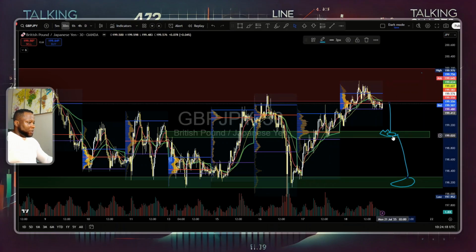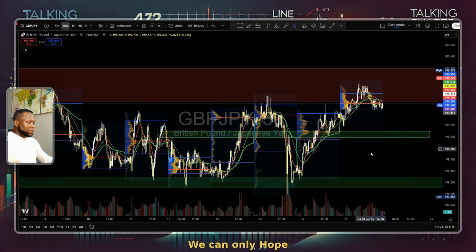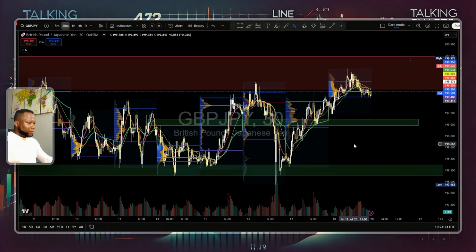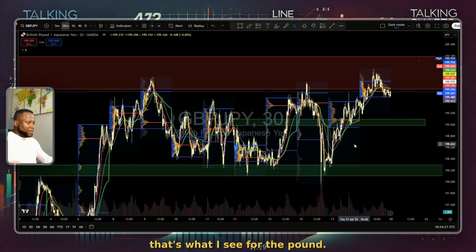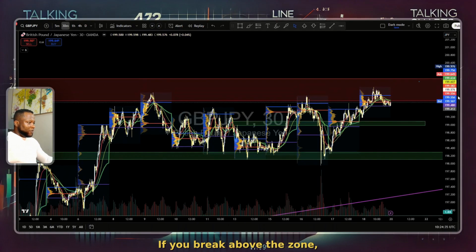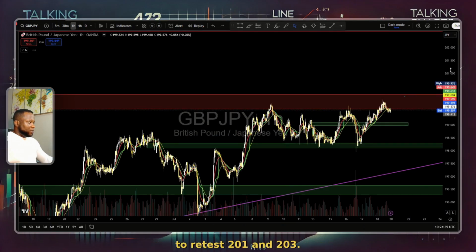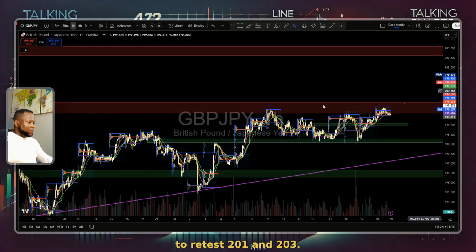All right. But no one knows what the market is going to do. We can only hope and make our plans. All right. That being said, that's what I see for the pound JPY. Picture perfect. Resistance zone, as long as we stay here, we're not going nowhere. If we break above the zone, then we're coming all the way back to retest 201 and 203 because there's basically no obstacle on the way here.